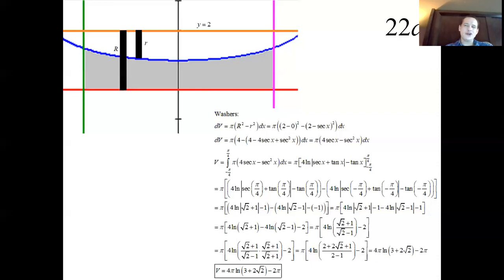So don't, use your best judgment. Don't be sloppy. Don't cheat too much. Okay, so there's the first one, and that's with washers when it's around y = 2. That was actually the hard one.